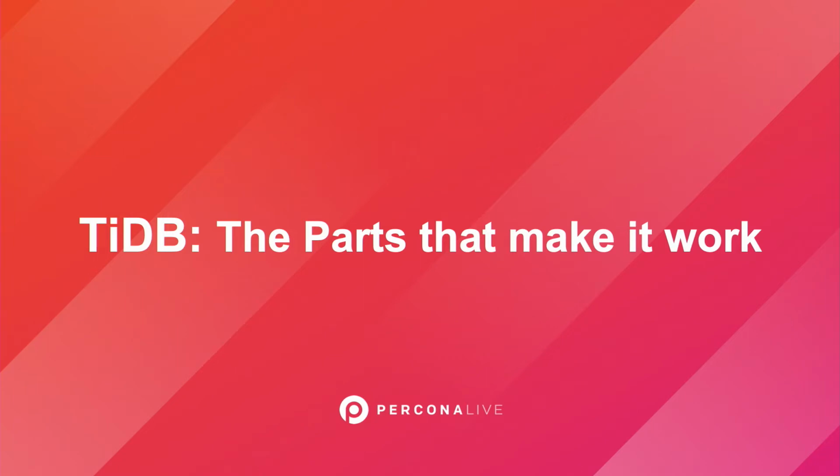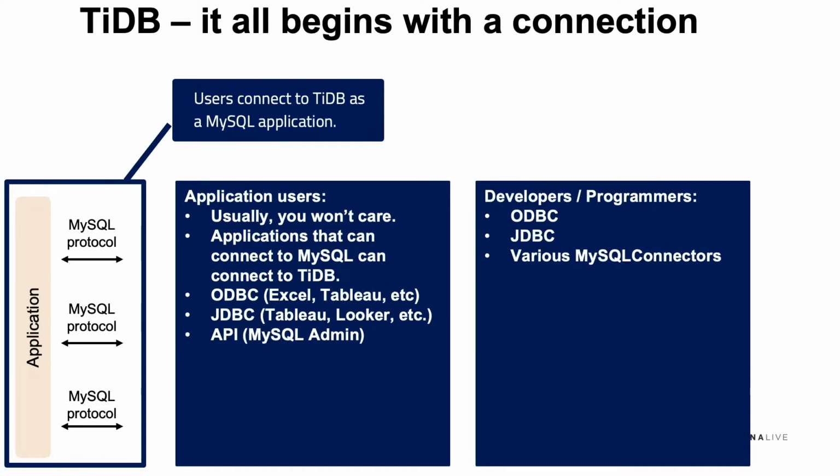So first off, we're going to talk about the parts that make it work. And this is going to be a very brief architectural overview of TiDB. So we're going to start from where the user's sitting at a keyboard and then work our way through the environment and talk about the parts and pieces that make TiDB work. So first up, it all begins with a connection.